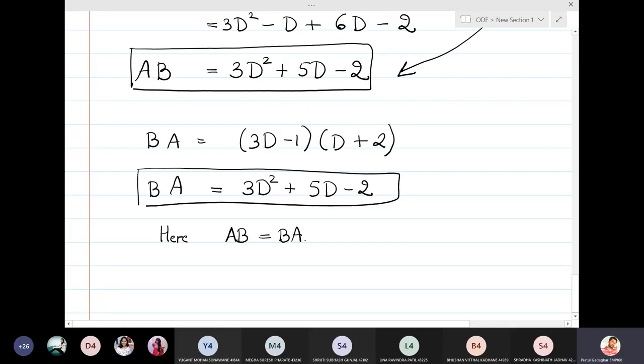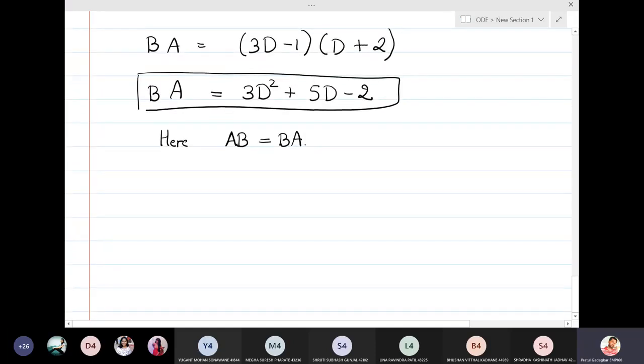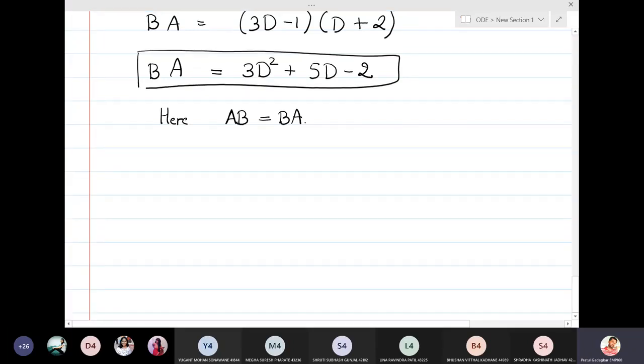And multiplication is a normal multiplication. It's not a different type of multiplication. Okay. But now let us take one example. Don't be under the impression that if I take two differential operators A and B, then AB is always equal to BA. So let me take one example now.